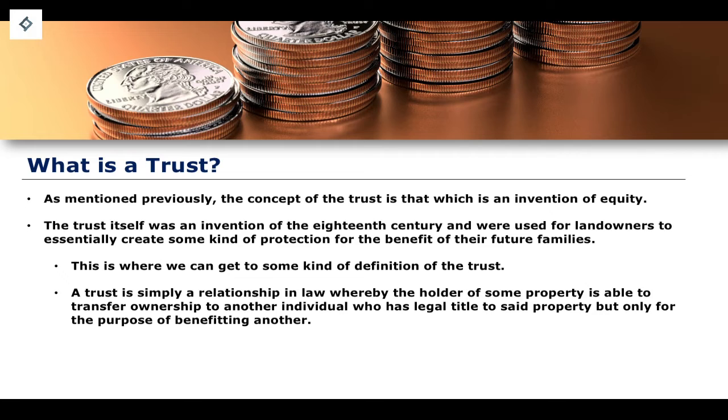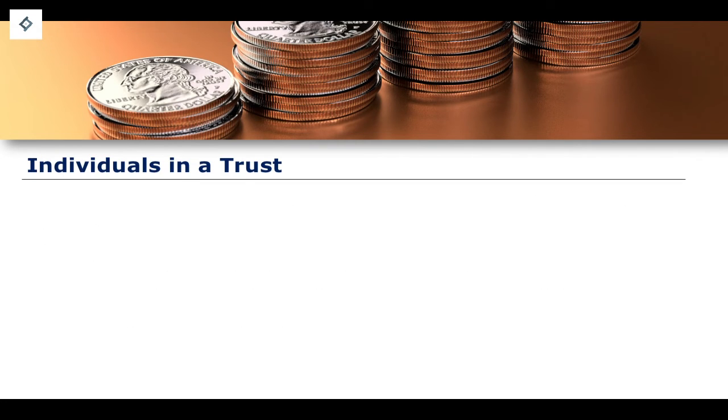It can be property in the case of land. It could be property in the case of private ownership of property. It could be money. It could be some kind of fund, for example. All of which can constitute the property itself, for which the legal title is being transferred to a trustee for the benefit of some kind of beneficiary.